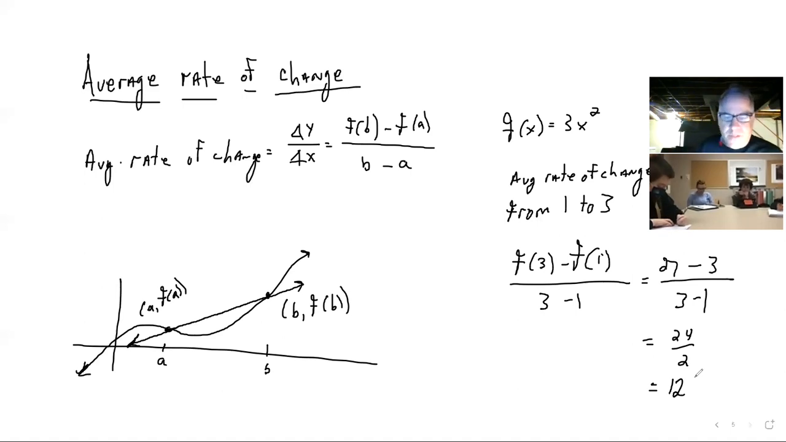Now, if you picked another set of x values for this function, you would get a different average rate of change. The only kind of function where the average rate of change is always the same is a linear function, a line, because the slope is constant. Any issues with that? Seems pretty reasonable.